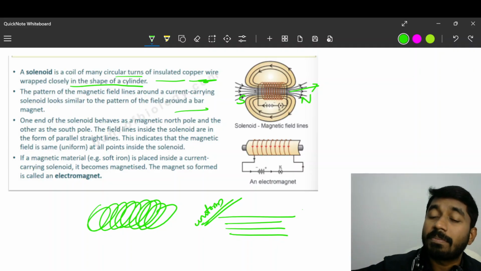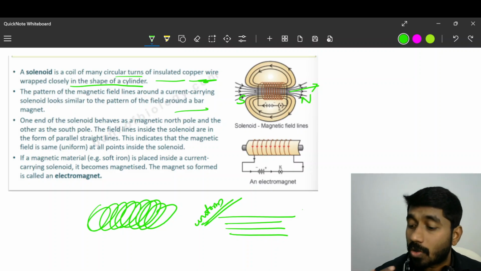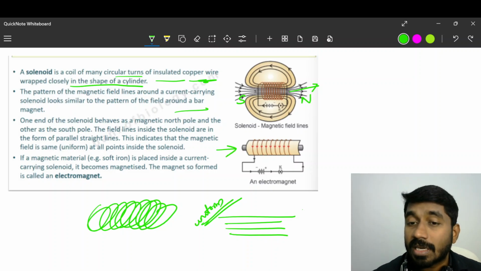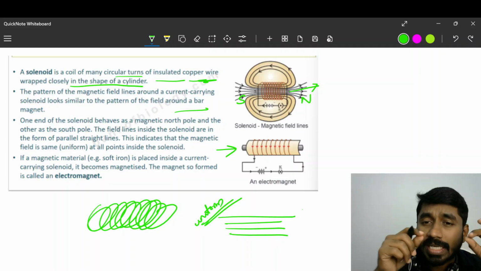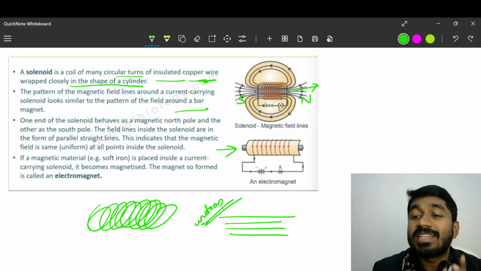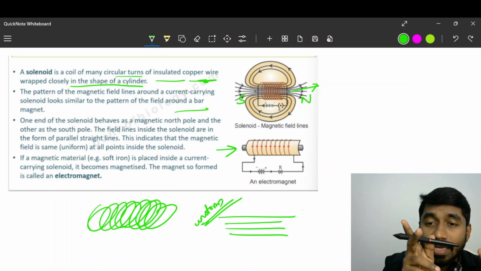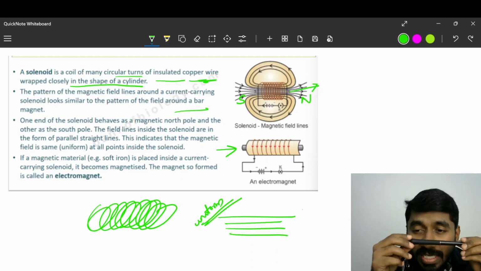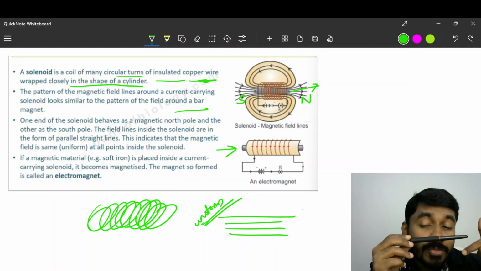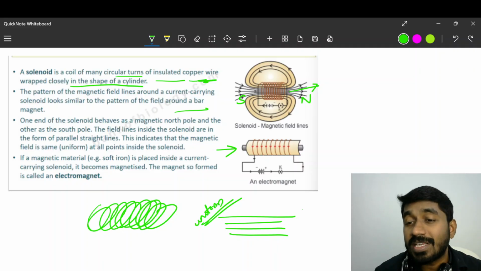So we know that a uniform magnetic field is present inside the solenoid. If I place a magnetic material like a soft iron core inside the solenoid, that's the second picture. What will we get? We will get an electromagnet. How? When I place a soft iron core inside a solenoid, that soft iron core becomes a magnet because of the uniform magnetic field at the center of the solenoid.